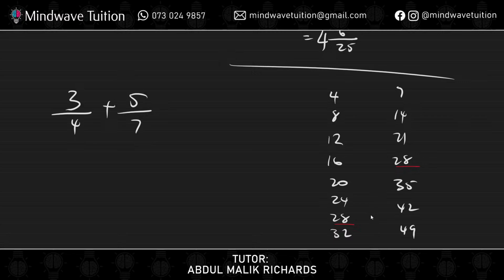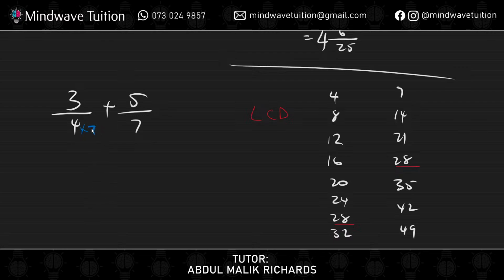So 28 is going to be what we call the lowest common multiple, or the lowest common denominator, or your LCD. So our LCD is 28. So now we want to scale up, or increase, the 4 and the 7 to equal 28. So what do I need to multiply 4 by to give us 28? Well, you just count down your list. So 1, 2, 3, 4, 5, 6, 7. So we need to multiply by 7.